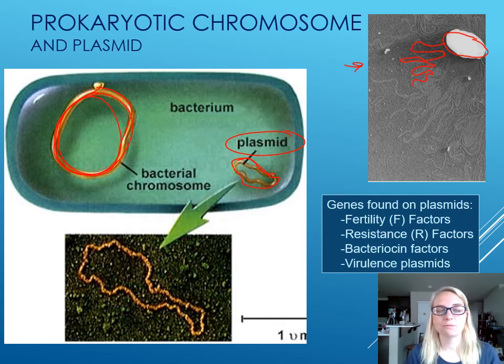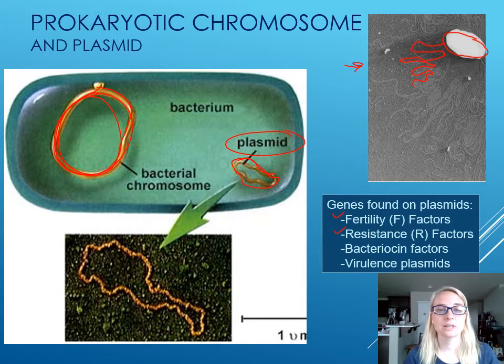So some of the genes that are found on plasmids, we have the fertility factor. We'll be talking about that when we get to conjugation at the end of this chapter. It allows for a cell to produce a conjugation pilus. We saw that back in chapter 3 for horizontal gene transfer.